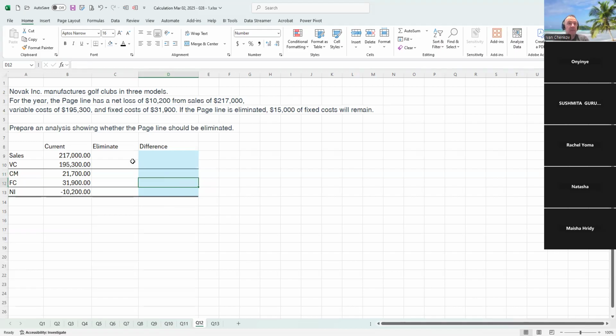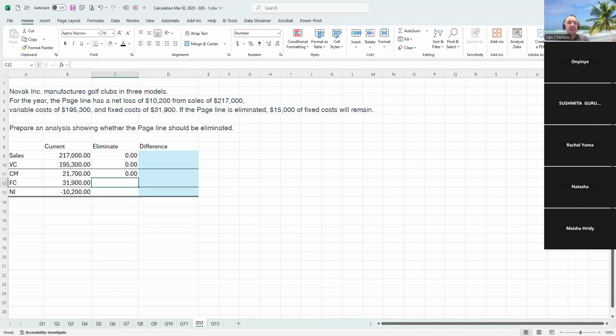Now, what's going to happen if we eliminate it? Sales gone, right? Variable cost gone. Contribution margin, bye-bye. Fixed cost, let's see how much I can save.